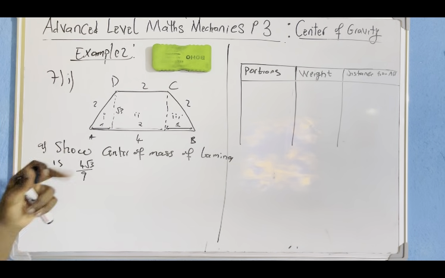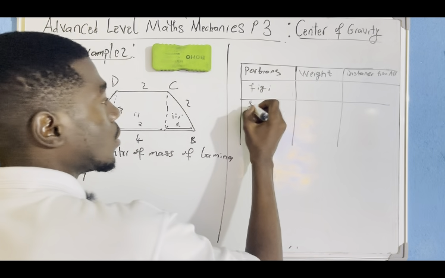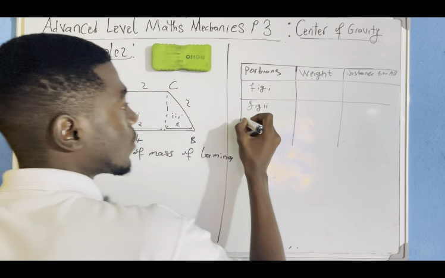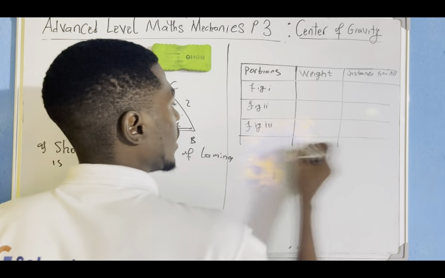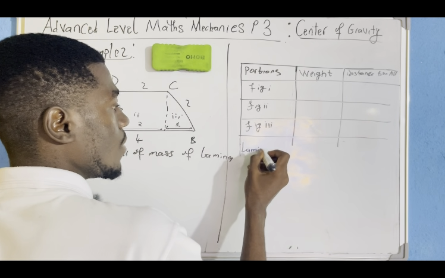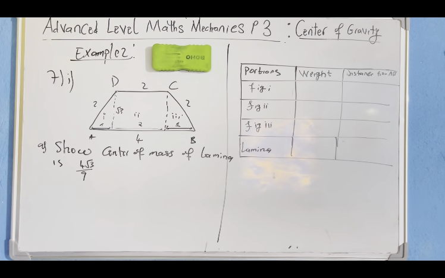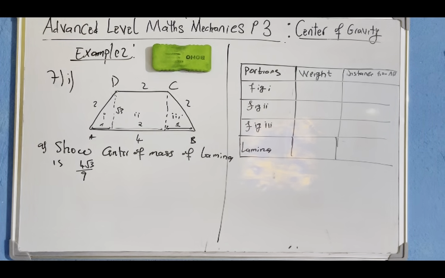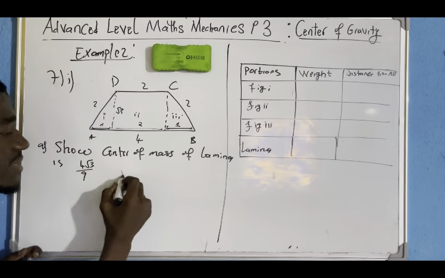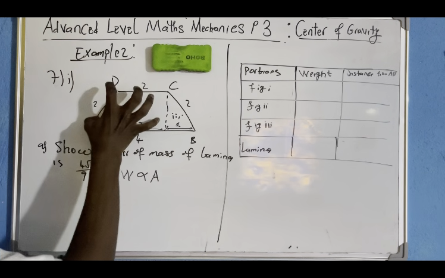So there it is. For the first portion here I'll put figure I, figure II which is figure 2, and figure III which is figure 3. Then at the end, I'll put my lamina. When you have your table, the next step is to calculate the weight. Now, to calculate the weight, don't go and put mass and gravity. The first thing you should know is that weight is proportional to what? Area. It means that the bigger the area of this thing, the bigger the weight.